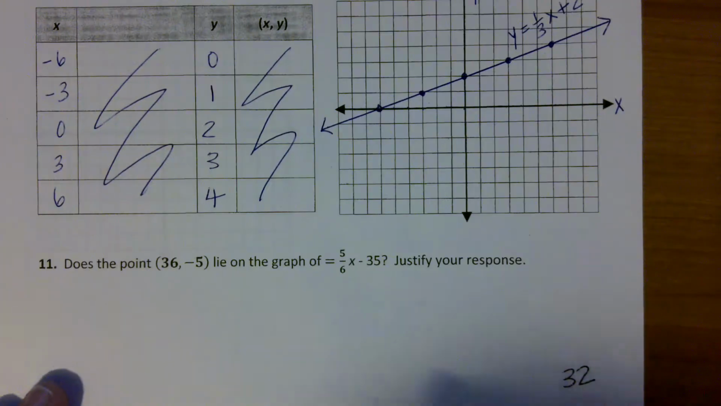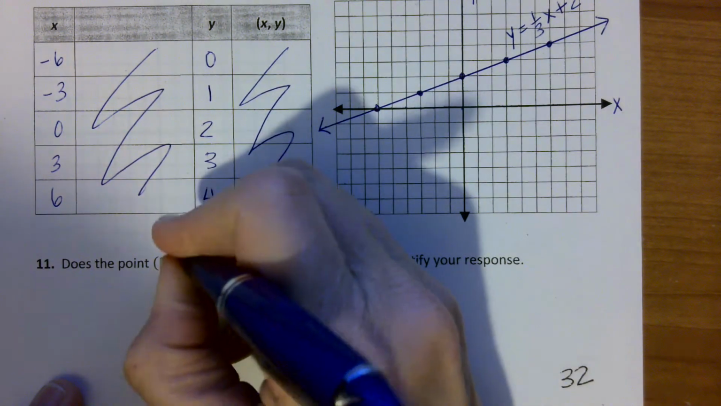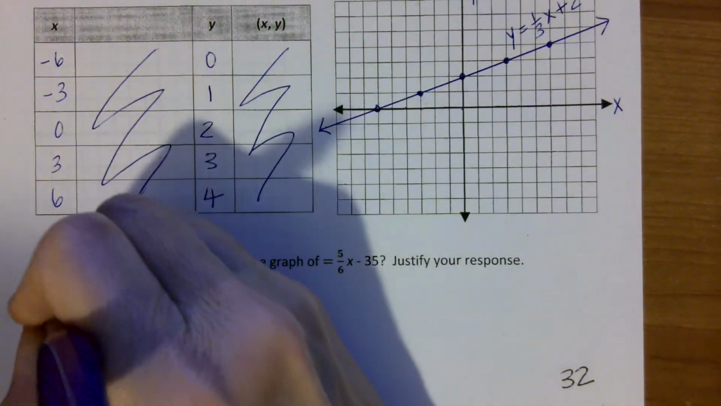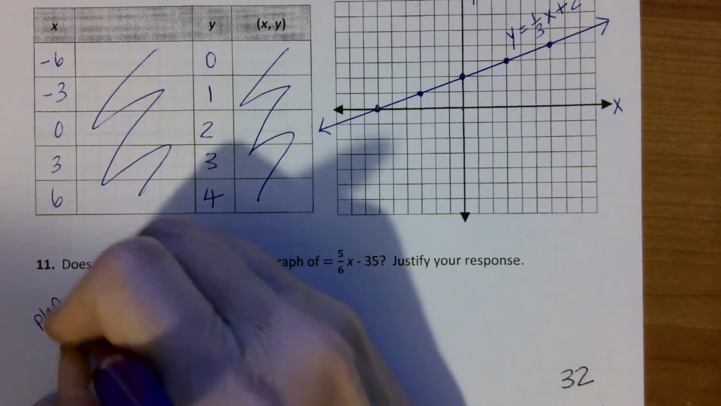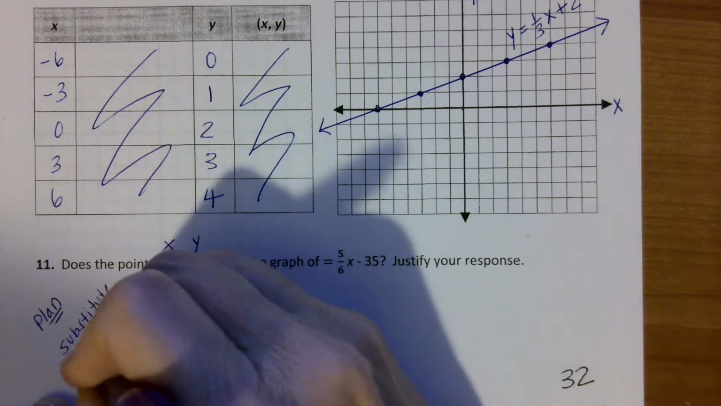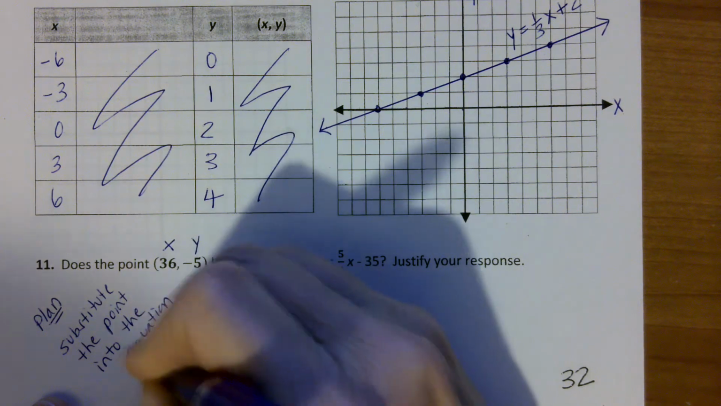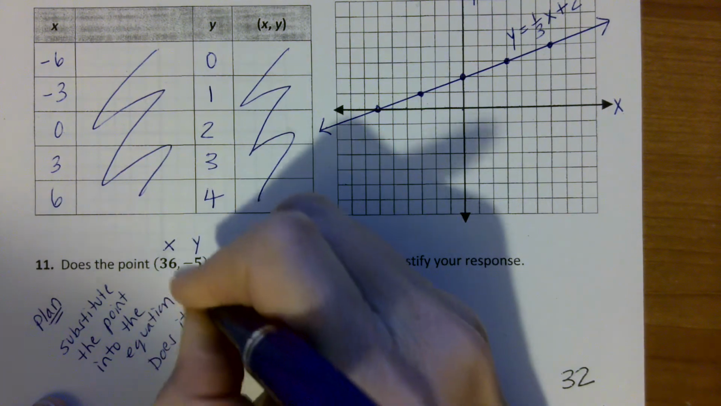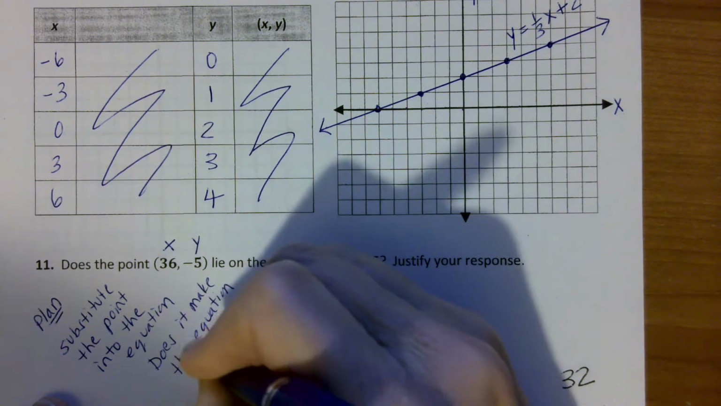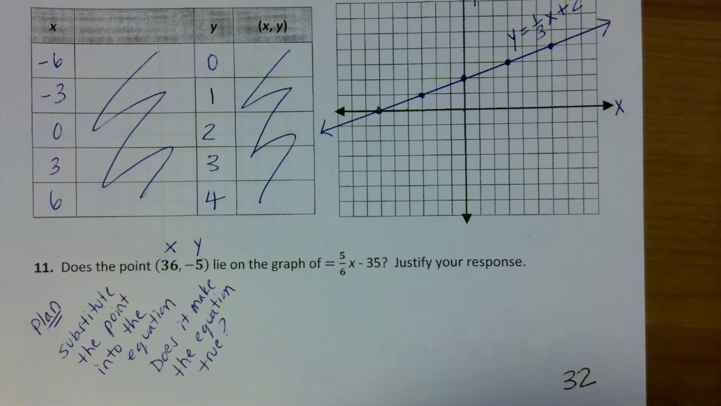Okay, next up, does this point lie on this graph? So we're going to say this x value is 36, the y value is negative 5. Our plan is let's substitute that point into the equation, and let's see if it makes the equation true. So does it make the equation true? If it does, the point lies on the graph. If it does not make the equation true, it does not lie on the graph.